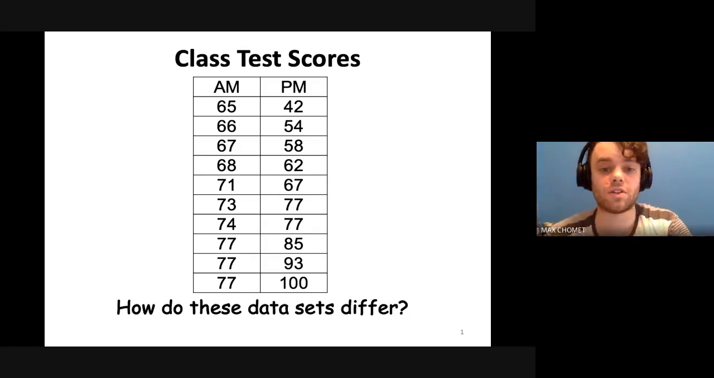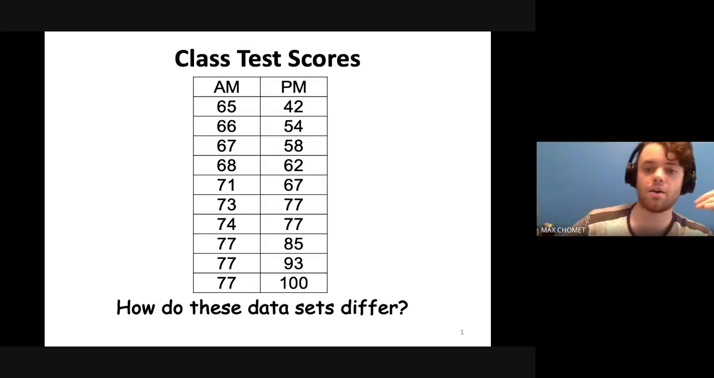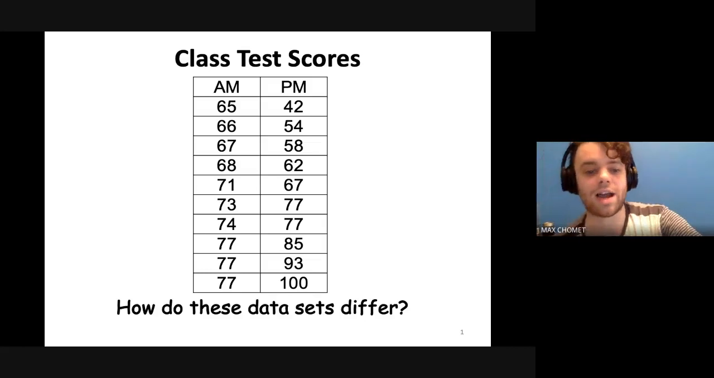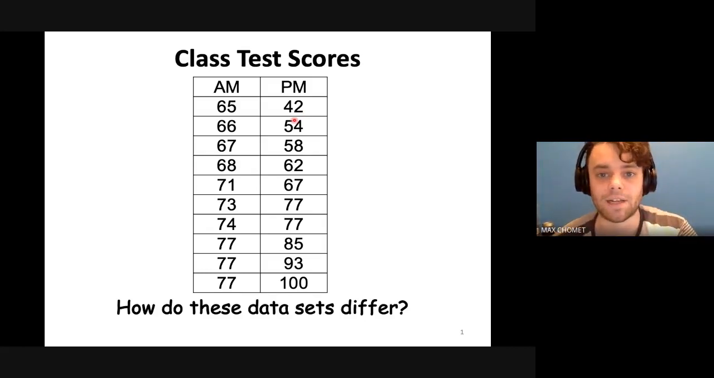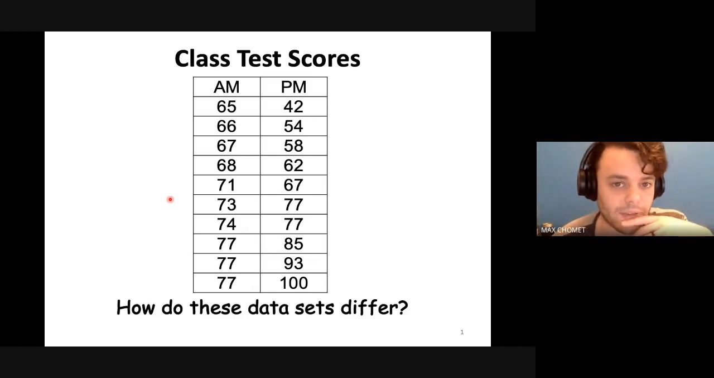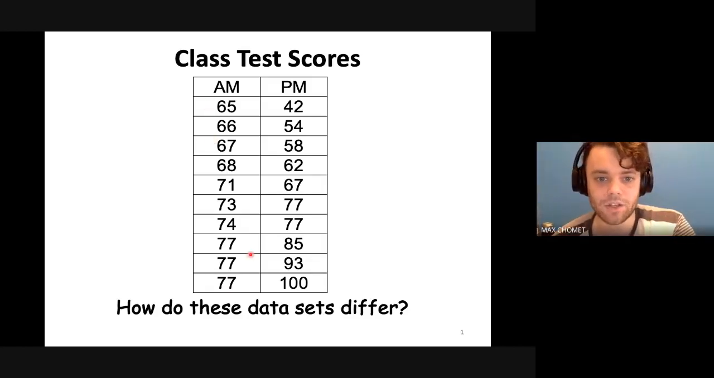So it looks like Jemima thinks that the PM has a higher average. We actually haven't calculated that, so we don't know. But there definitely are higher scores in the PM class. There are also lower scores in the PM class. So we could maybe describe that the range is different. The way that I would look at these is that the AM class looks a lot more consistent. They consistently did not so great. And the PM class is all over the place.